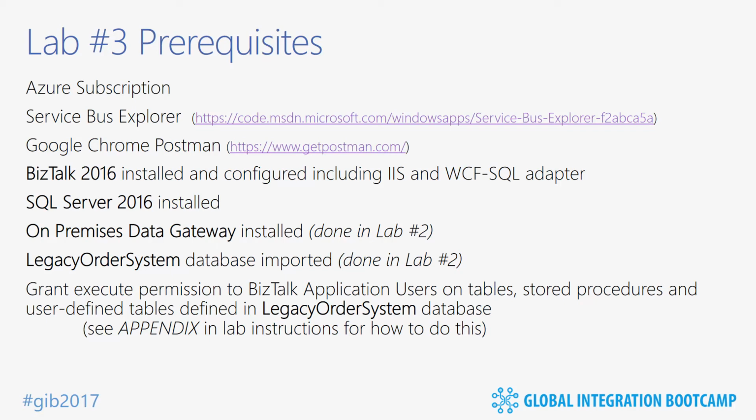When you created your on-premises data gateway in the previous lab, if you didn't do it on your BizTalk Server instance, you're going to have to do another one for this one, but hopefully most of you used that same machine. You're also going to use the legacy order system database again that you should have imported in the last lab. However, there is an extra step you're going to need to do in order for BizTalk to have access to that application. You're going to have to set up some permissions. So in the appendix of the lab document, there are some instructions about how to do that.